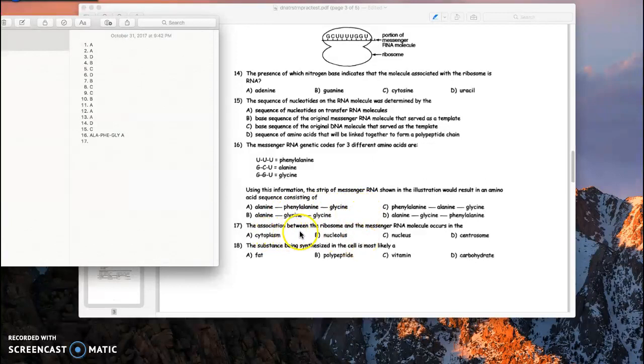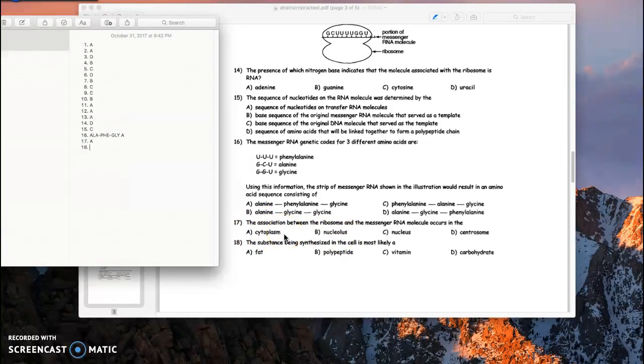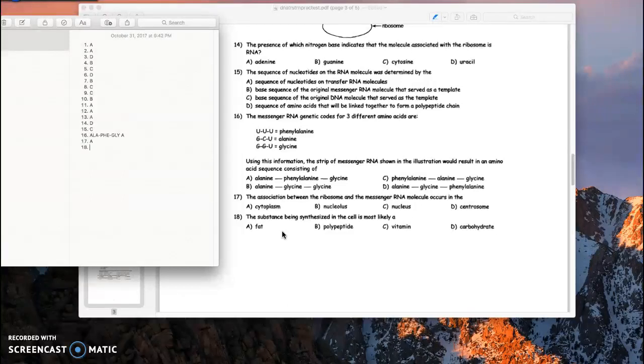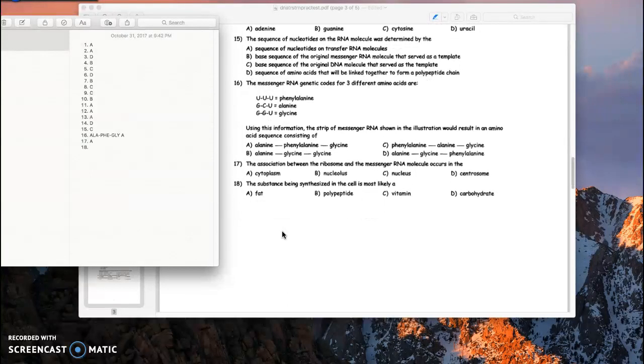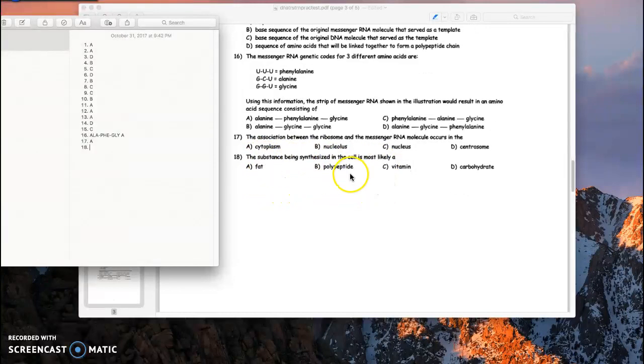17, the association between the ribosome and the mRNA molecule occurs in the cytoplasm. All of your ribosomes are going to be found in the cytoplasm. Some of them may be bound to rough ER, but even that rough ER is located in the cytoplasm. A substance being synthesized by cell A is most likely A, this is what we've been talking about the whole time, polypeptide, B.